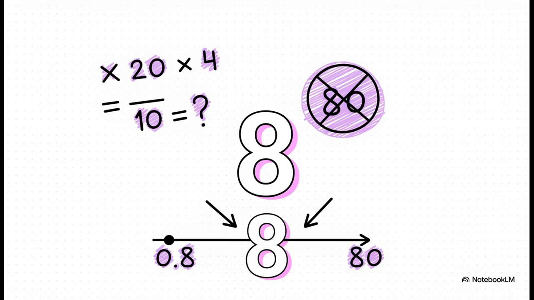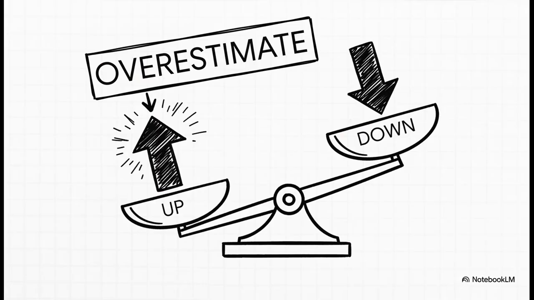So if you do the long calculation and get an answer like 80 or 0.8, you'll know instantly that something's gone wrong. We can even get a bit more clever. Was our estimate too high or too low? Well, let's think about the fraction. On the top, the numerator, we rounded up. On the bottom, the denominator, we rounded down. So we made the top number bigger and the bottom number smaller. Both of those things are going to make the final answer bigger. So this is an overestimate. The real answer will be a little bit less than 8.